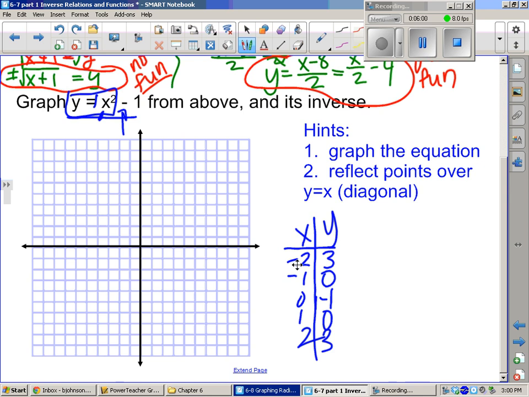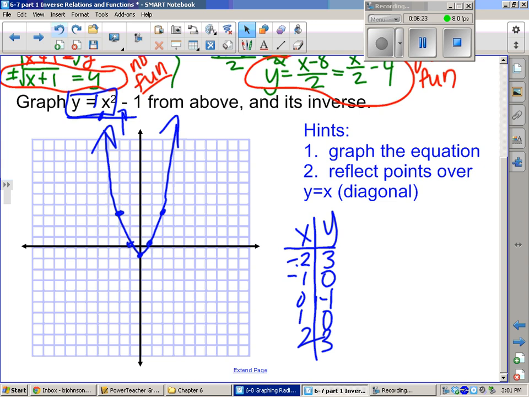All right, so let's graph that. So that will be negative 2, 3. And then it's going to look like this. That's my parabola. Let's try that again. Gotta hit them all. There, that's beautiful. Okay, that would be the original.